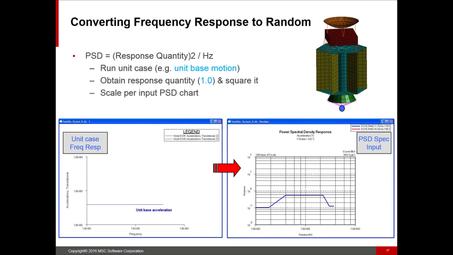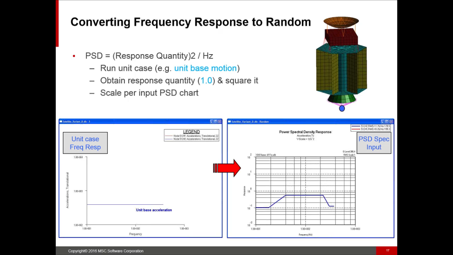So how do we go from frequency response to random? Our PSD is some sort of quantity squared per hertz. It's usually g squared per hertz is what I'm used to seeing. We have our basic unit base acceleration, which in this case is a satellite, so we have 1g over the entire frequency range, and we're just using that basically as a function to understand other parts of the structure, what the magnification is.